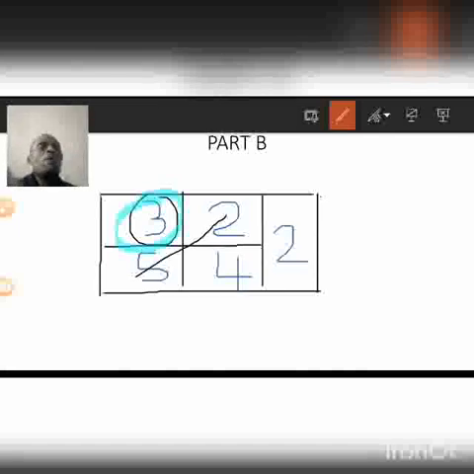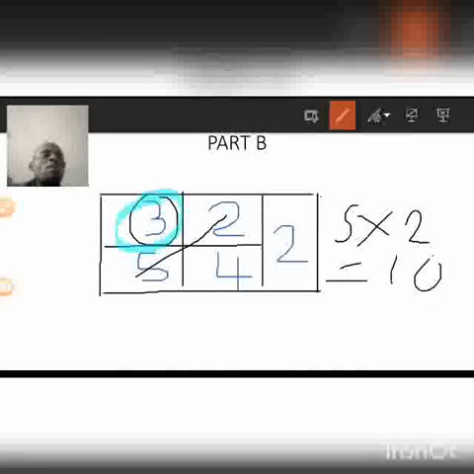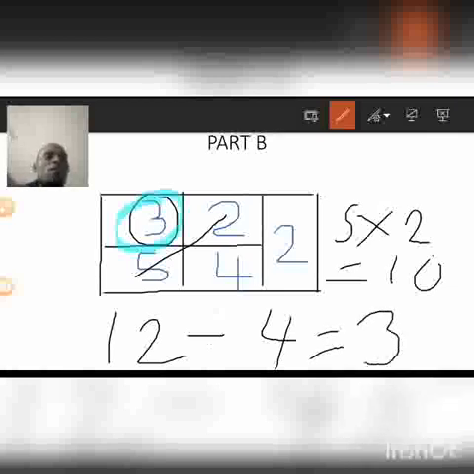So when you say 5 times 2, you are definitely going to get a 10. And when you add this 10 to your 2, you are going to get a 12. So 12 divided by 4, we will get a 3. So this is how we get the numbers on these positions. So these two positions, this is how we get them.